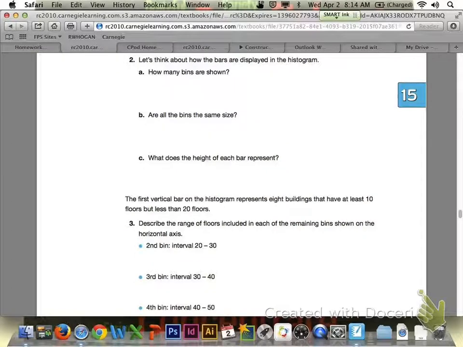If we turn now to page 1039 and take a look at the top number 2, it says let's think about how the bars are displayed in the histogram. With your group members, go ahead and answer A, B, and C for number 2.